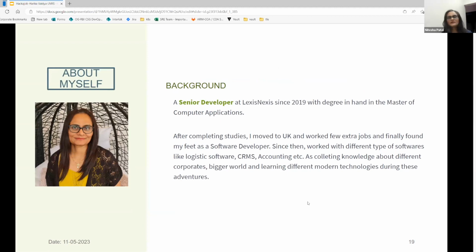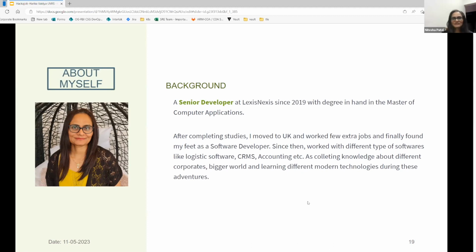About myself, I'm a senior developer at LexisNexis since 2019, and I've got a Master's degree in Computer Applications. A little bit more detail about myself: I finished my studies in India and moved to the UK almost 15 years ago. Before I started my job as a software developer, I did a different job for 4 years, just trying to settle in a different country and learning the pronunciations here.